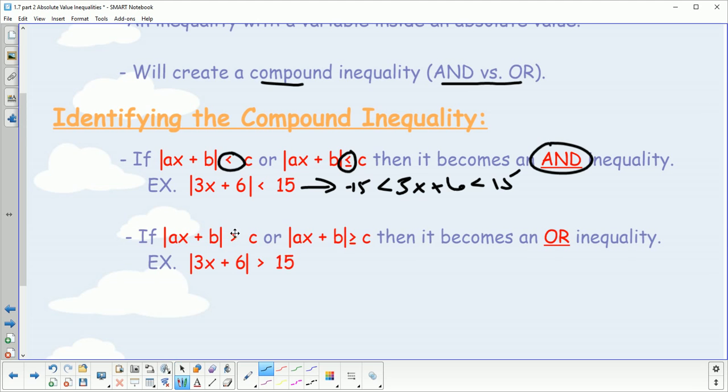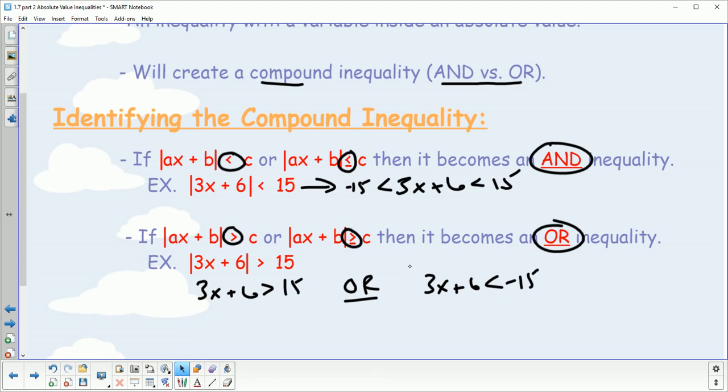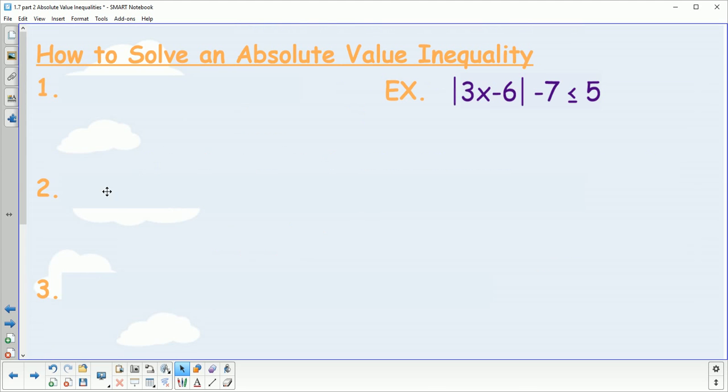Okay, if it has the greater than or the greater than or equal to piece, then it becomes an or inequality. So same example here, except we switched our symbol. So we'd say 3x plus 6 is greater than 15, or 3x plus 6 is less than negative 15. So two things there. You notice we flipped our symbol and we also changed the sign to become a negative 15. That's really important when we're solving, because remember, we're going to have an infinite amount of solutions for this.